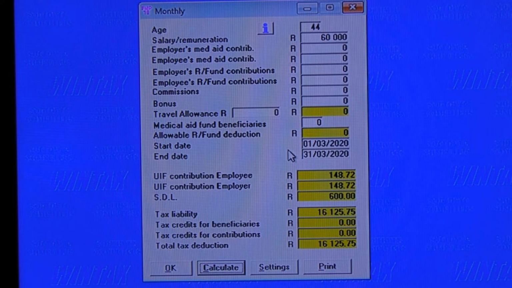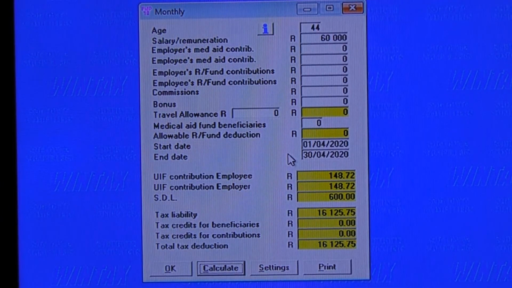But if we change the start and end dates to show a month that has only 30 days or even 28 days, we will see that as long as it is a full month, the pay-as-you-earn stays at 16,125.75. This is because the annualized salary is 12 times 60,000 Rand or 720,000 a year, and the annual tax on 720,000 divided by 12 months is 16,125 Rand and 75 cents for every full month worked. Let me change the dates to show April. There we can see the pay-as-you-earn is exactly the same.